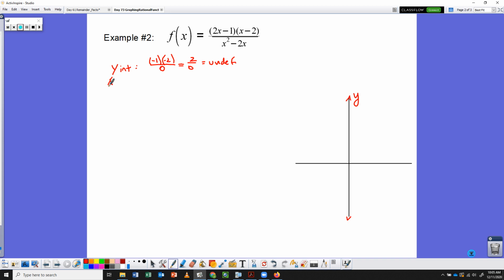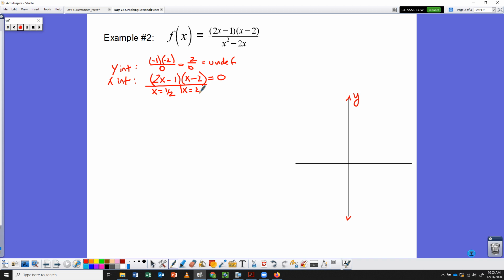X-intercepts. X-intercepts are found by setting your numerator equal to 0. So basically your 2x minus 1 and your x minus 2 are equal to 0. So that's giving us answers at x equals 1/2 and x equals 2. I feel like we've done this one already.